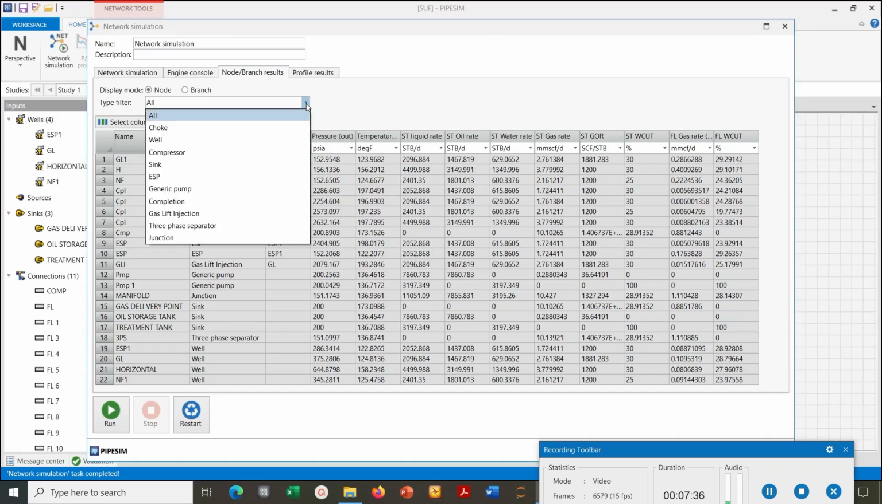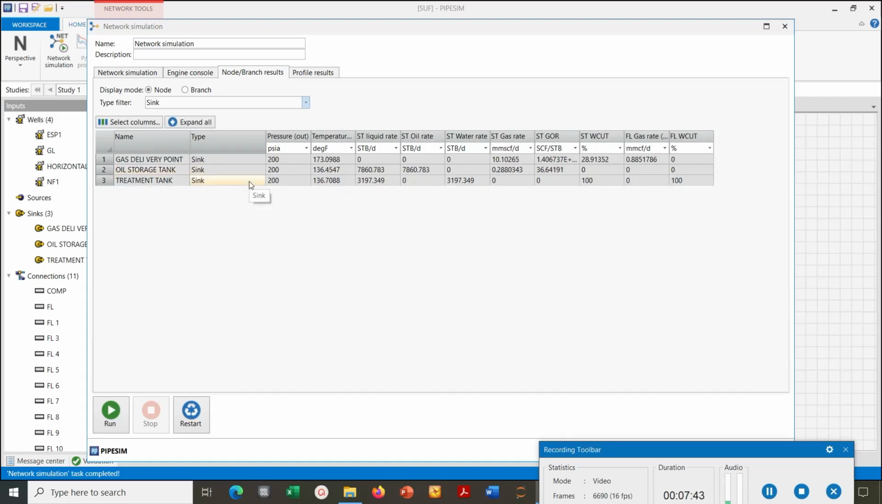Now let's quickly see the storage and see whether, we have gas separator, we have oil separator, and we have water separator. So the three phase separator separates gas, oil, and water.